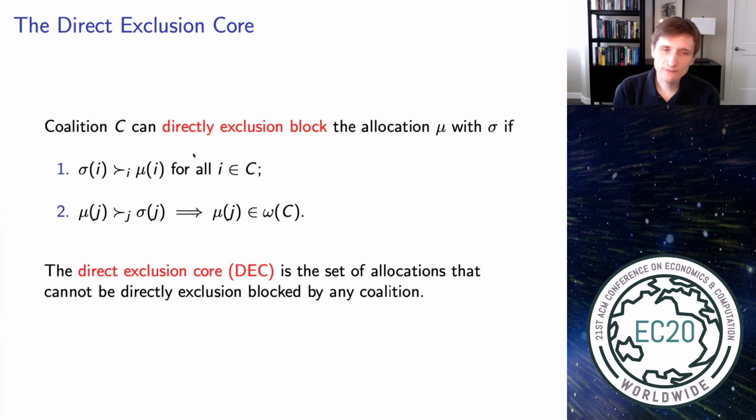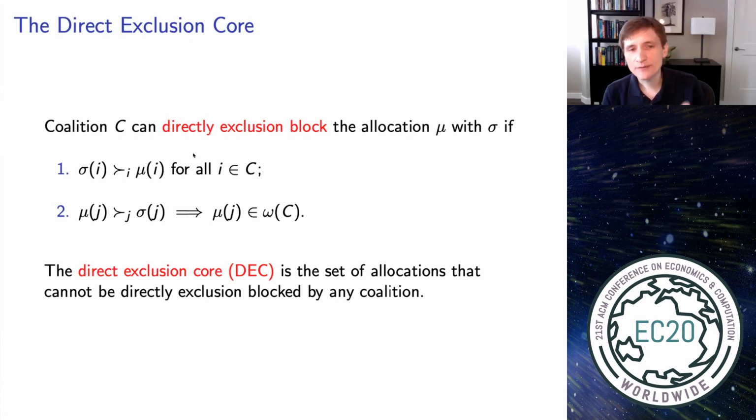Okay, so here is our first stab at the problem. We'll say that a coalition can directly exclusion block an allocation mu with an alternative if everybody in the coalition is better off at the alternative, and this is the crucial innovation, if there is some agent in the economy who is harmed by that reallocation, then what must be true is that that agent was initially assigned to something that was owned by the coalition. Okay, so essentially owning something is a license to harm others by excluding them from that good.